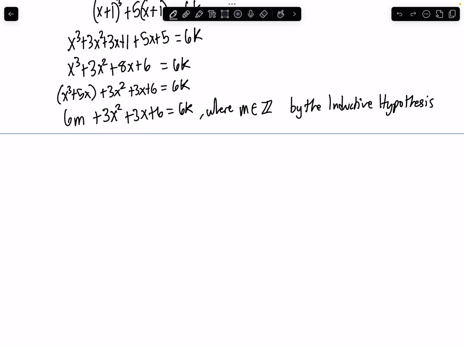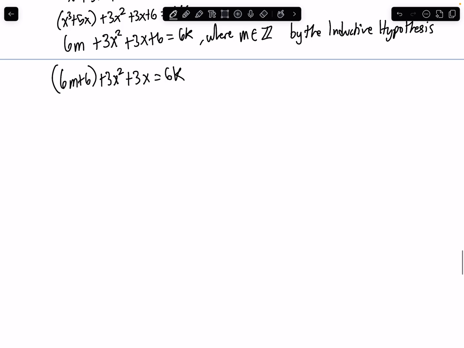Well, first we can take this plus 6 and just move it over. So 6m plus 6 plus 3x squared plus 3x equals 6k. So shortened it even more. Now we just need to prove 3x squared plus 3x is a multiple of 6, because obviously 6m is a multiple of 6. Add 6 to it, it's still going to be a multiple of 6. How can we prove 3x squared plus 3x is a multiple of 6?